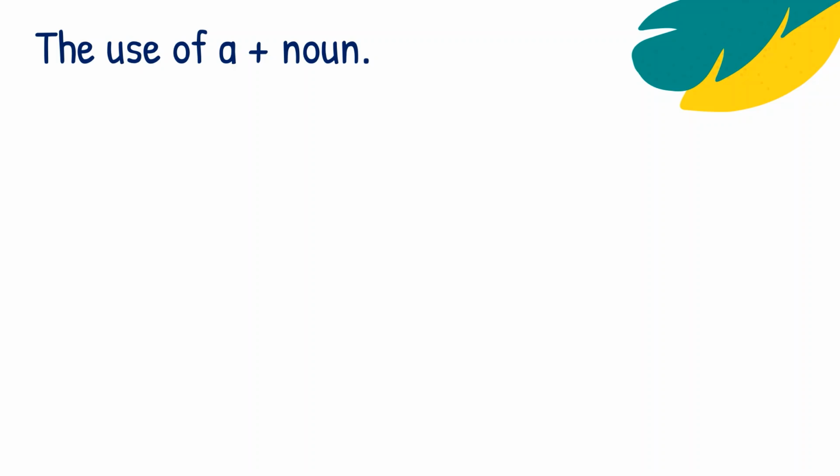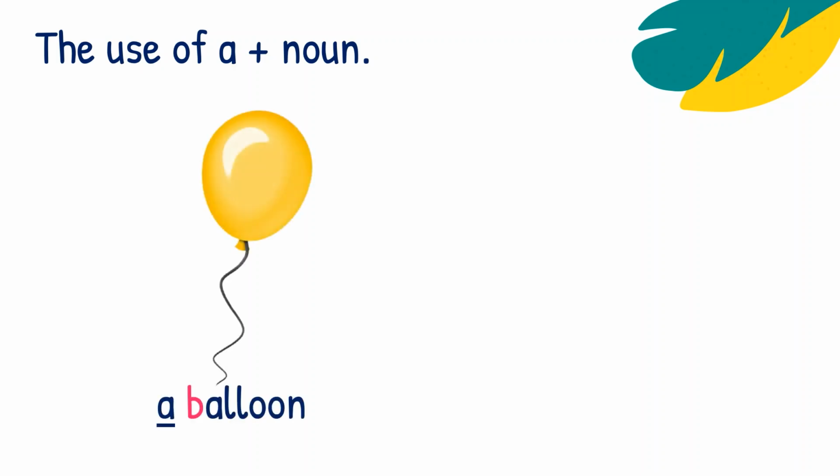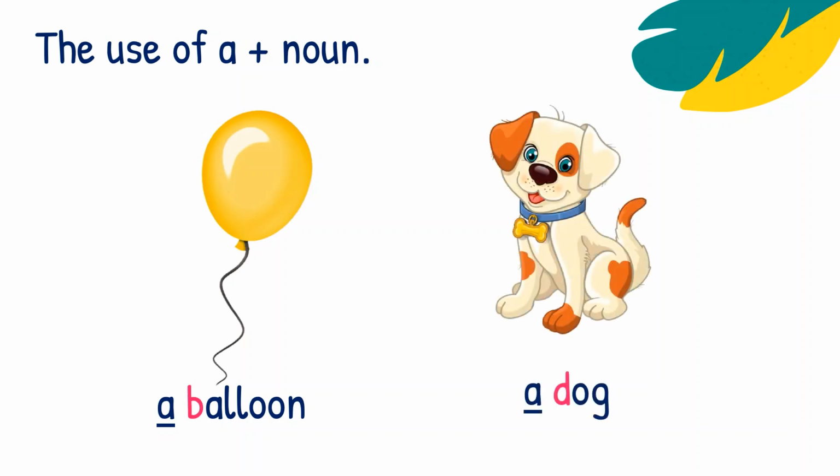Next is the use of a plus noun. For example, a balloon. The word that comes after a is balloon. Balloon starts with letter B, which is a consonant. A dog. The word that comes after a is dog. Dog starts with letter D, which is a consonant.